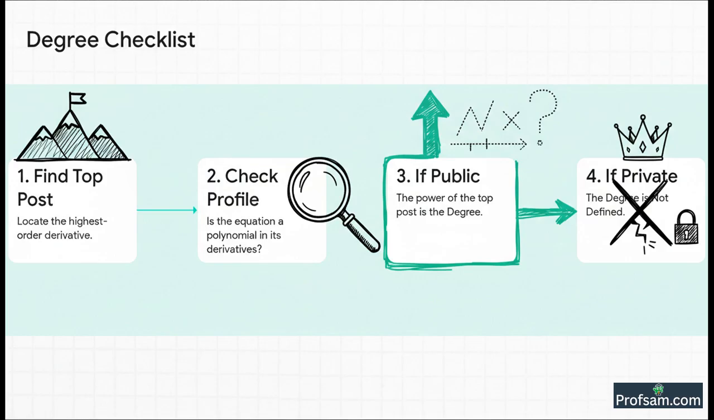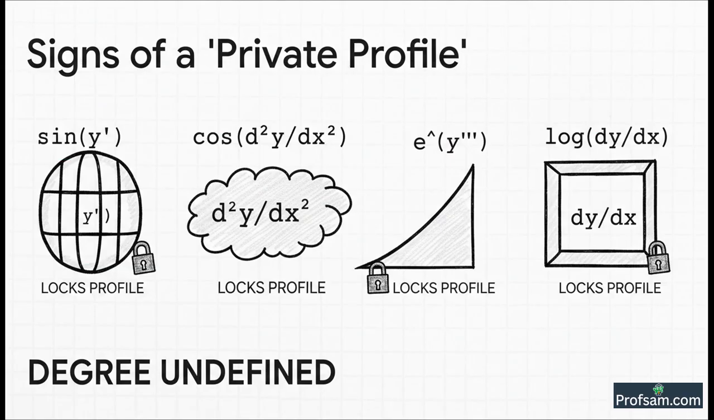If the answer is yes, then great. You go to step 3 and find the power of that top post. That's your degree. But if the answer is no, you just stop. The degree is not defined. Easy. So how do you spot a private profile?